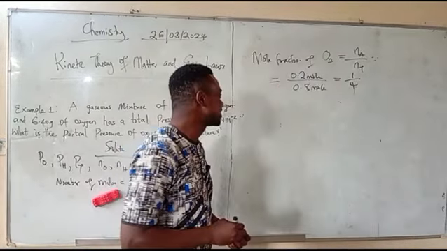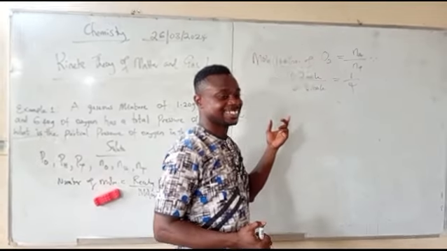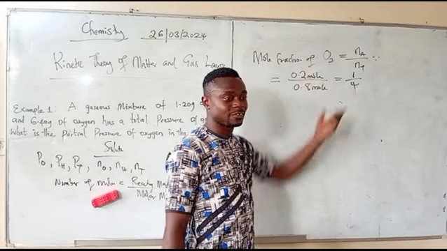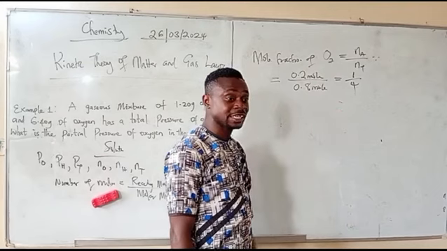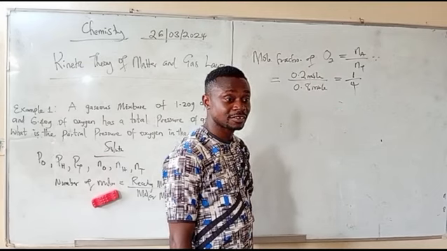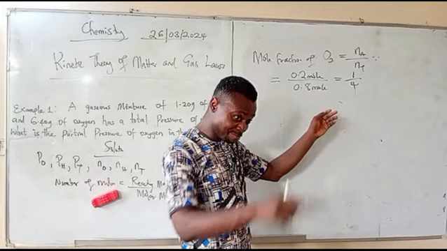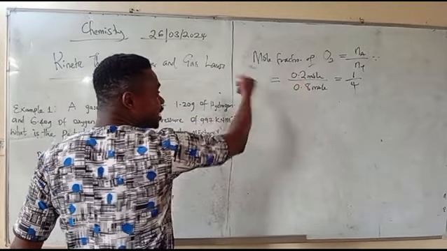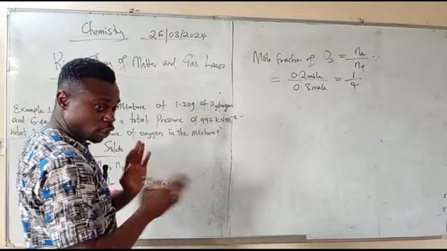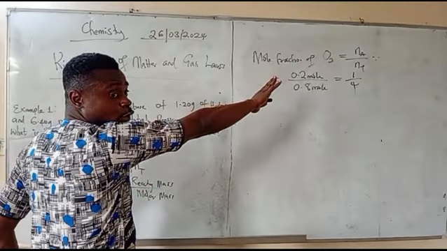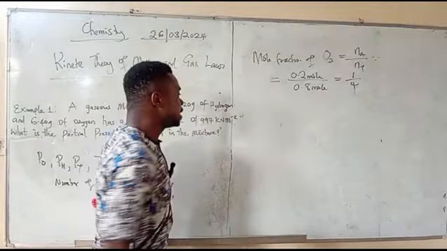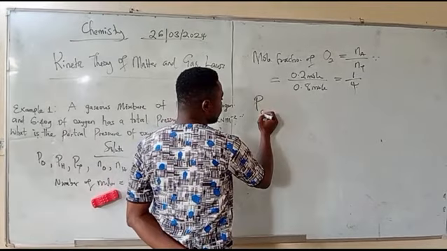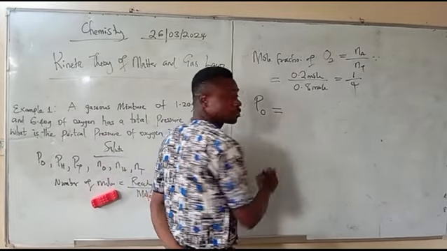Now, remember that formula we did: the total pressure of 40 here will now become what? Total pressure times what? Mole fraction of what? Oxygen. Simple. So total pressure is what? From 9 what? Now, leave it like that.